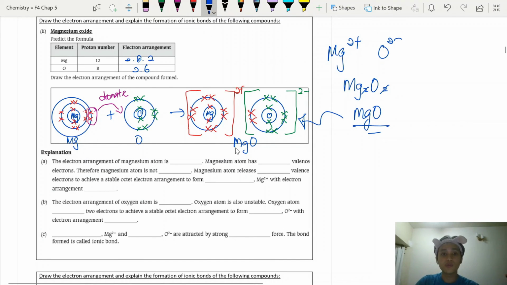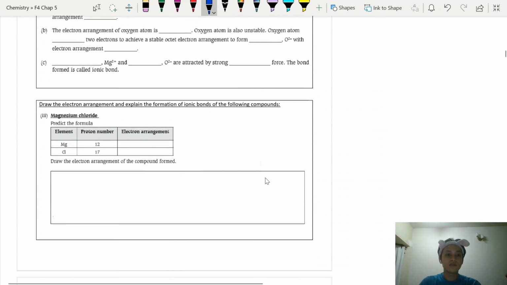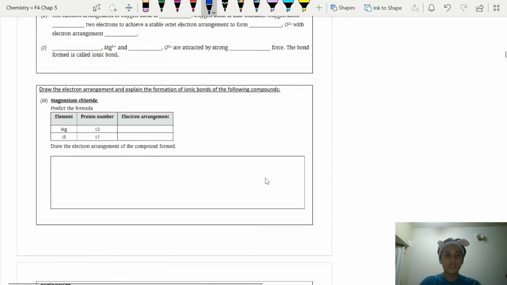That is how we draw the electron arrangement for the compound. Remember, this is a compound, and these two are elements, the magnesium atom and the oxygen atom. They combine when one donates and the other accepts to form the compound. The explanation here is the same as above, just with different elements. Here it is 2 valence electrons, and so on. That is it for ionic bonds.